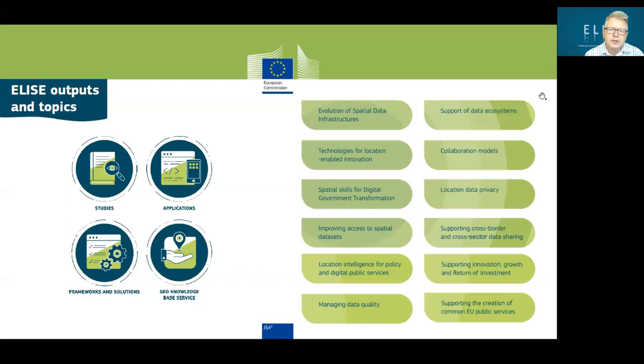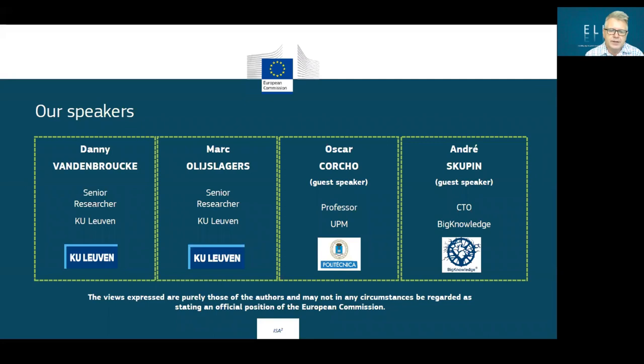As you can see on the next slide, today we have four prominent speakers with us that will present the work. So there are Danny Vandenbroucke and Marc Olijslagers from KU Leuven. And then we have two guest speakers, Oscar Corcho, a professor from Politécnica Madrid, and André Skupin from BigKnowledge. Apart from our speakers, we've invited also four prominent guests, so-called discussants, that will, in the discussion part, share their opinion, comments, and takeaways. Just to mention, in this part, they will be joining: Seth van Hooland from European Commission's DigiDigit, Rob Lemmens from University of Twente in the Netherlands, Aniko Grenscher from Publications Office of the European Union, and Sven Schade from European Commission's Joint Research Center.